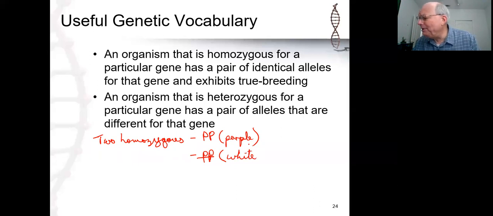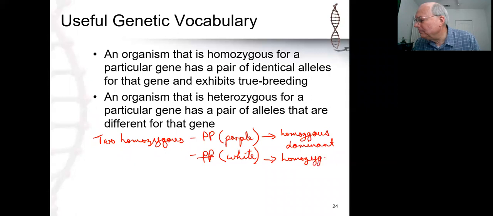So to differentiate these, we say that this is homozygous dominant. And this one, obviously, is homozygous recessive. So that's how we differentiate between the two different types of homozygous. No need to differentiate between heterozygous because there's only one heterozygous, big P, little p in this case.